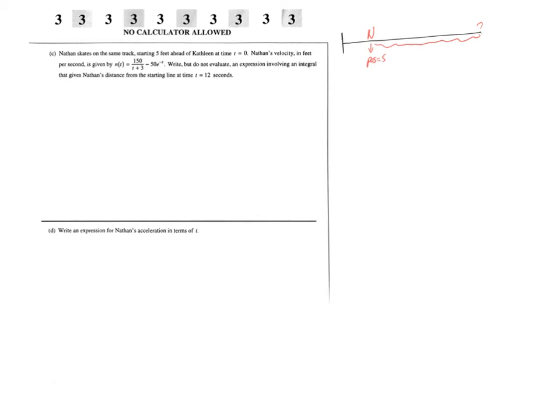So let's do that. His position will be 5, which is where he's starting, plus the integral of his velocity from 0 to 12, and that velocity is 150 over t plus 3, minus 50e to the negative t. Maybe put brackets around that whole thing with a dt. And it's just write but do not evaluate. And there's the integral, and that's going to tell us this far. And we're going to add 5 to that, which is going to tell us what his position is. So there you go with part C. That was easy enough.